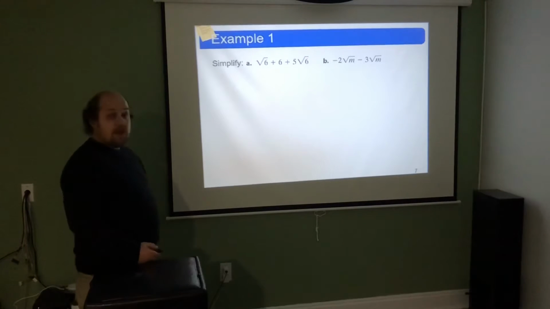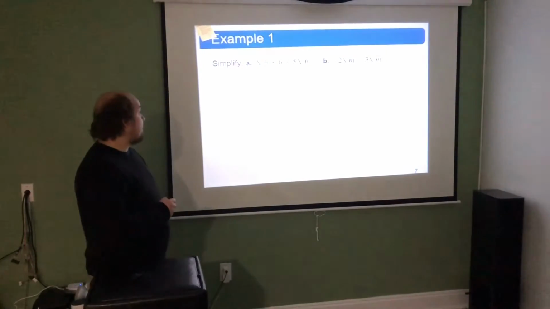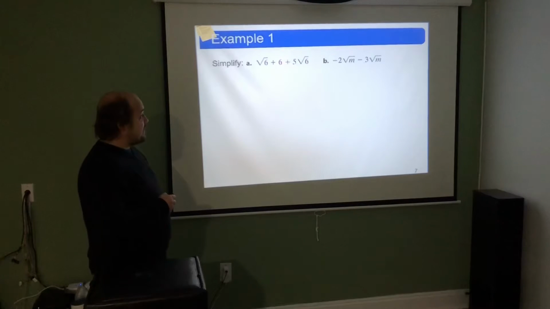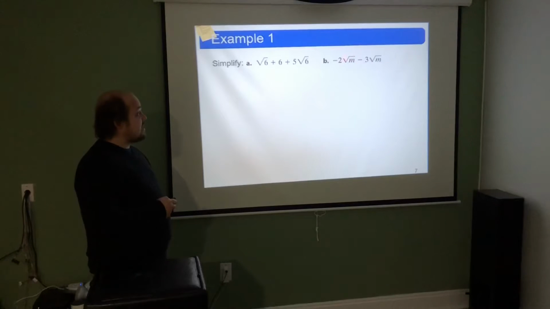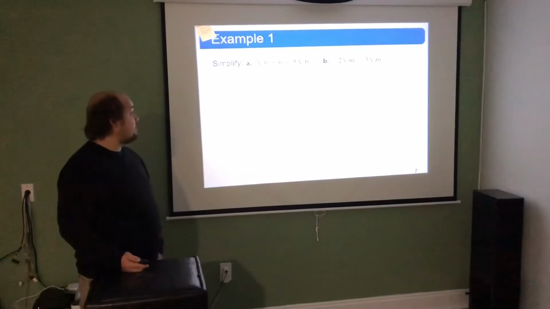In these simplify problems, I need to make sure I'm only lining up the like terms. So in the first problem, this root of 6, or an understood 1 root 6, can combine with this 5 root 6, but this 6 with no root next to it has to stay separate. In this case, since we have both things being square root of m, I can combine this negative 2 and this negative 3 to figure out how many total square roots of m I have.